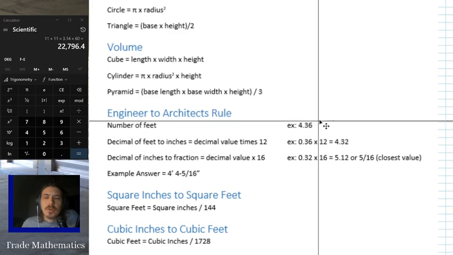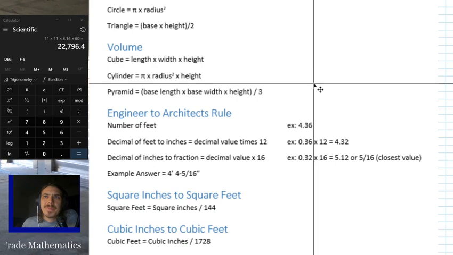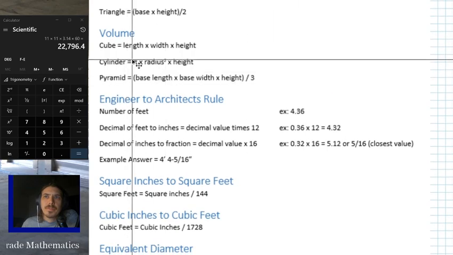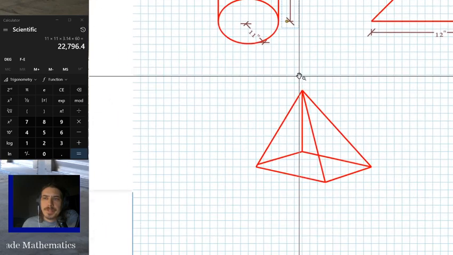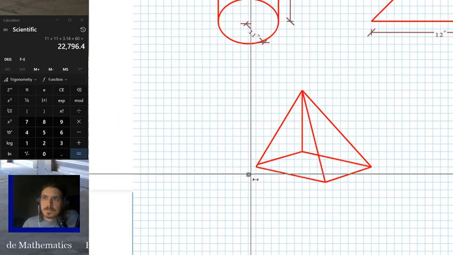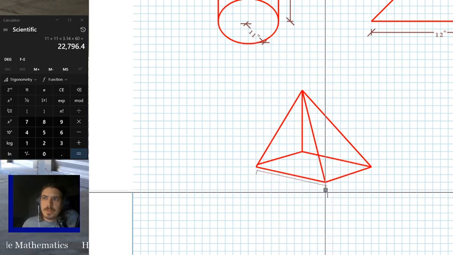Come back to, oh no, we didn't do the pyramid. All right, so cylinder, pi times r times height. Let's go to the pyramid real quick. All right, so for a pyramid, we need to know the 3 dimensions of it. So say we have, just go 10 inches.